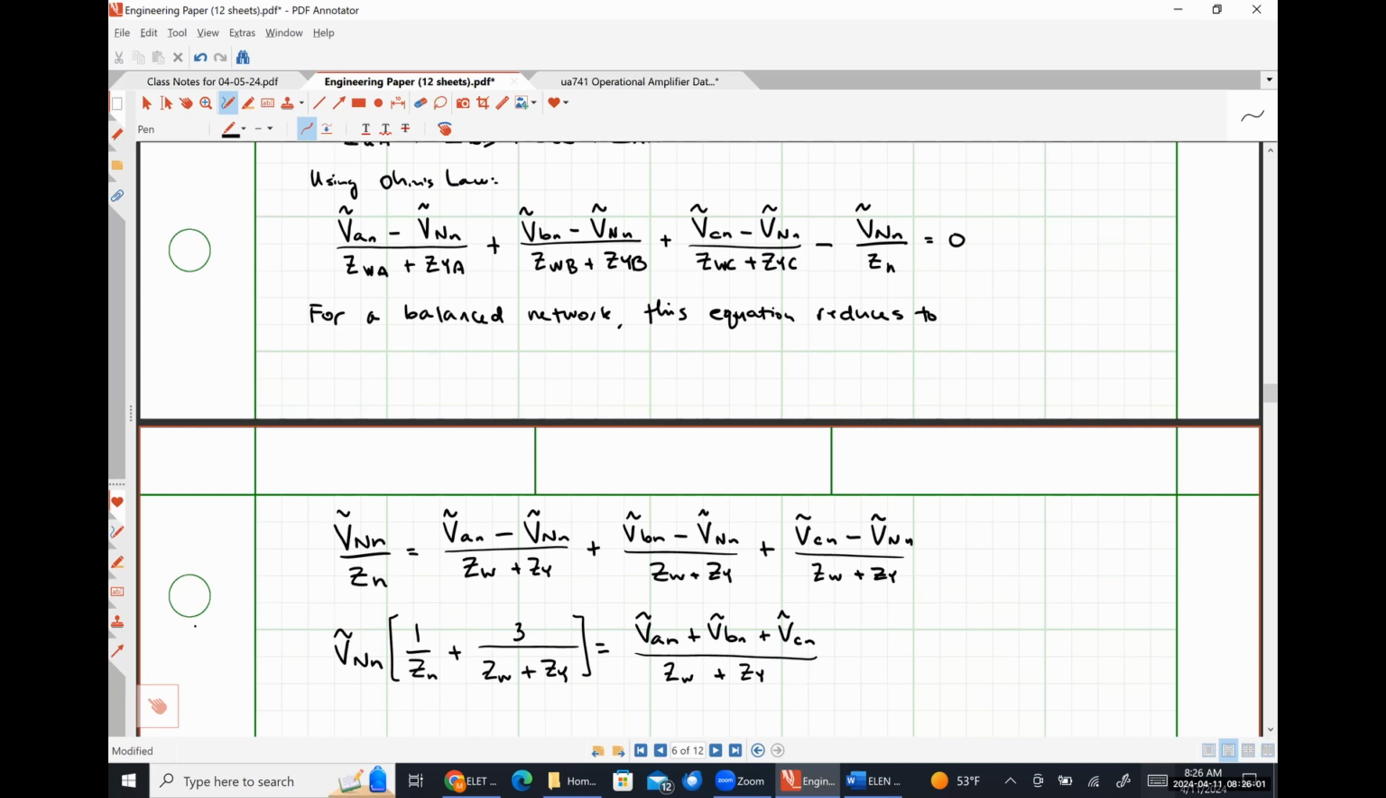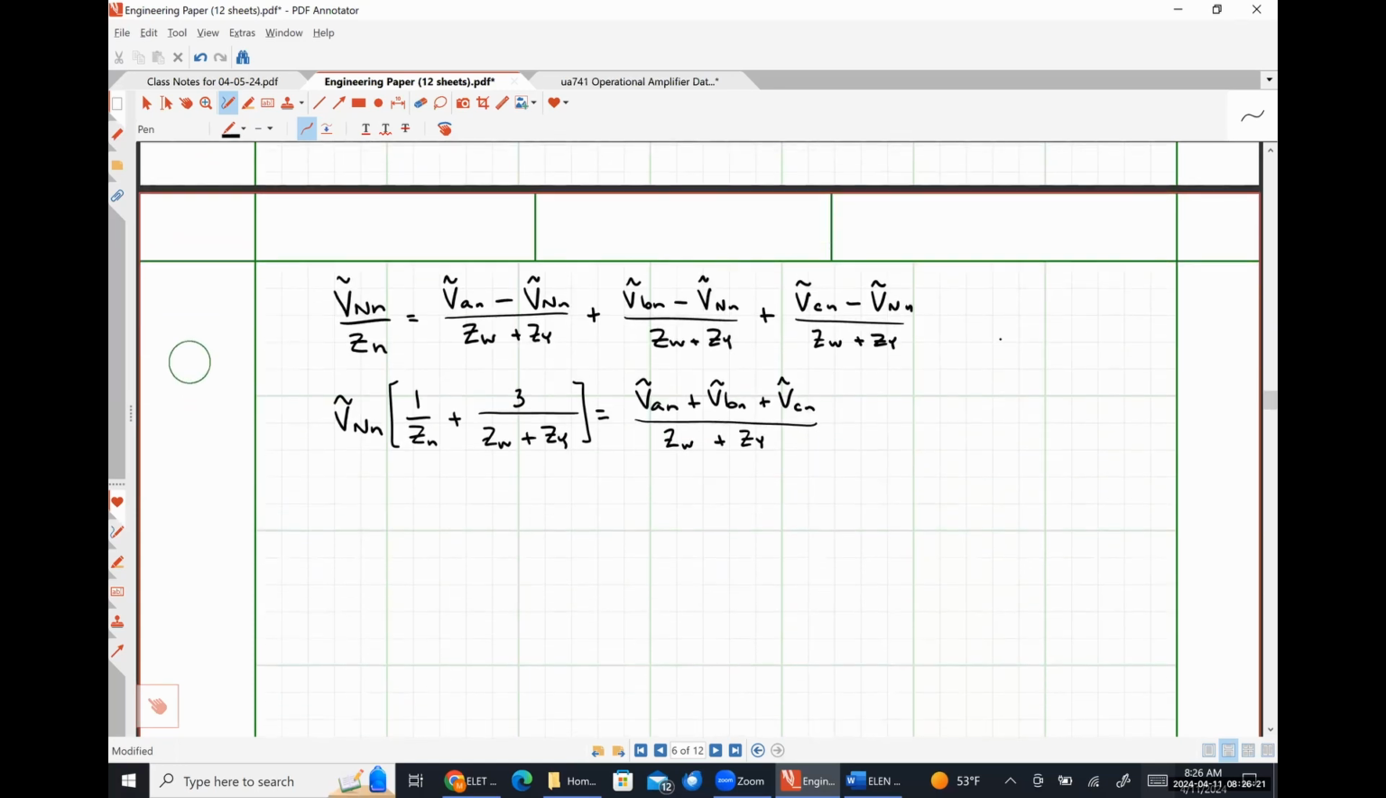All right, so if my voltage source is balanced, what does VAN plus VBN plus VCN equal to? 0. Yeah.